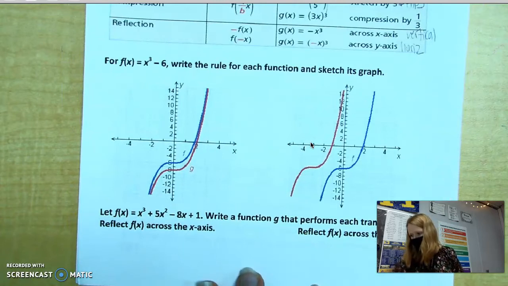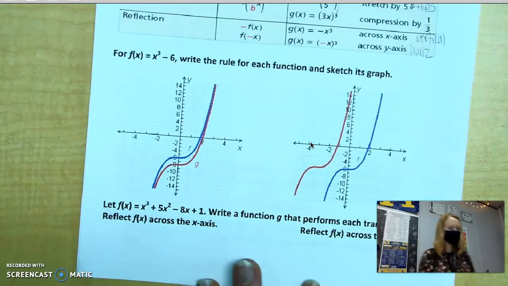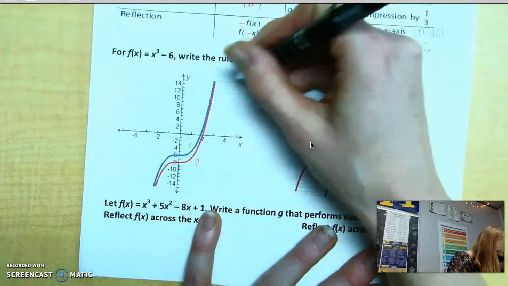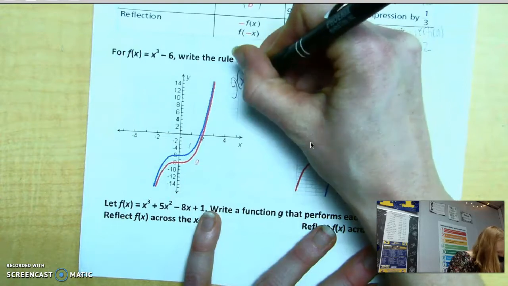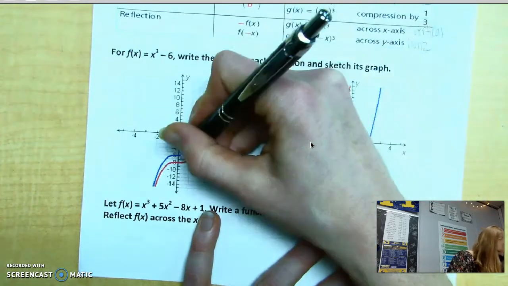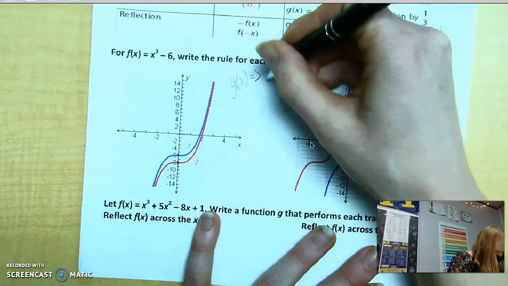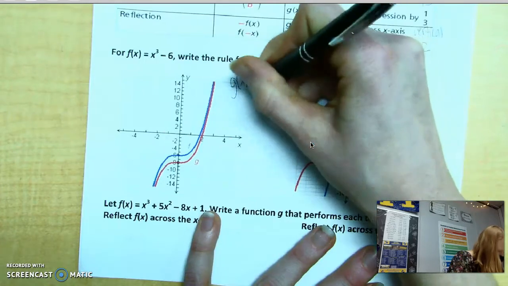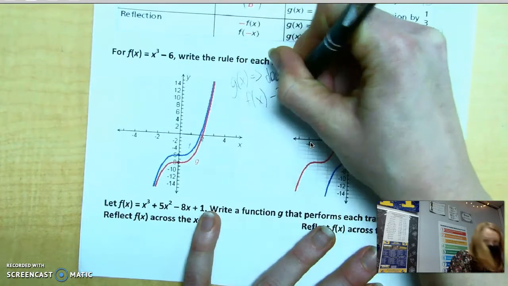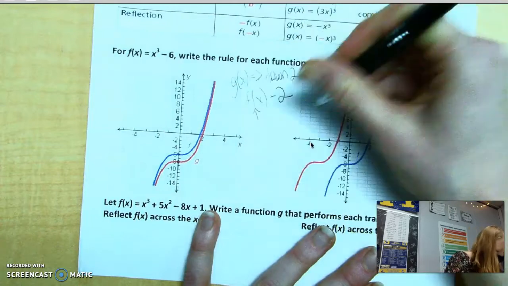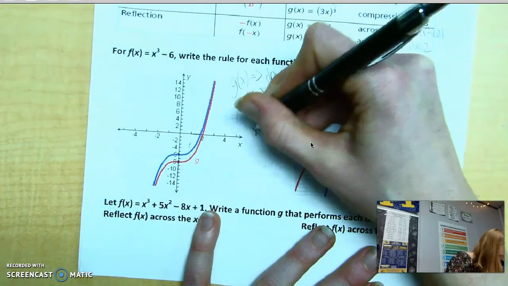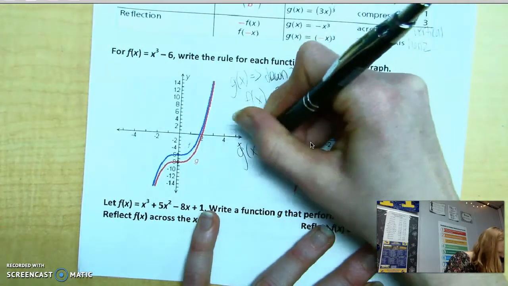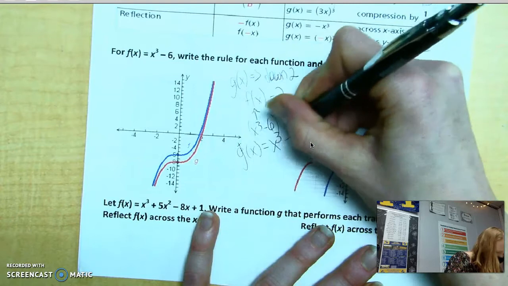So it says if we have this function, f of x is equal to x cubed minus 6, this is f in the blue, and then g is what they want you to write. So g of x, all we did was move, see how that y-intercept moved down too? So I'm going to take my function f of x and I'm going to subtract 2 on the outside, but now I actually know what f of x was. So I have my function, and on the outside I subtract 2, so my final function for g of x is going to be x cubed minus 8.